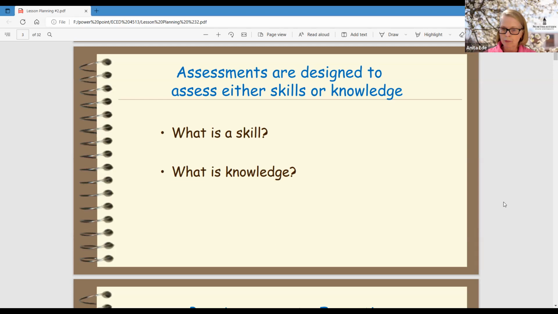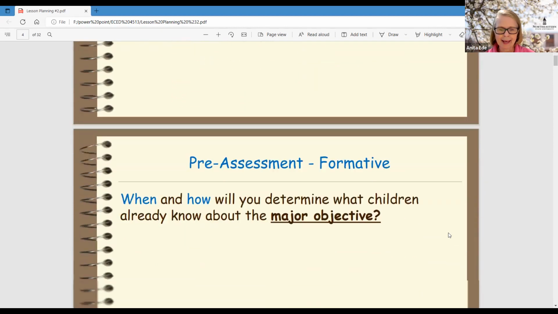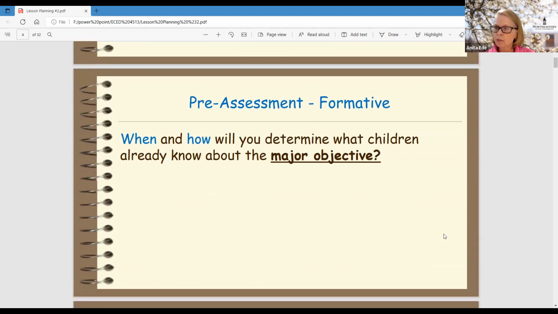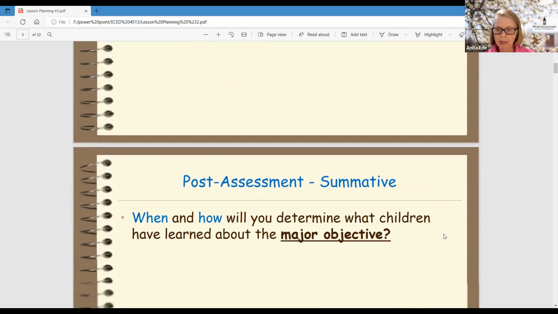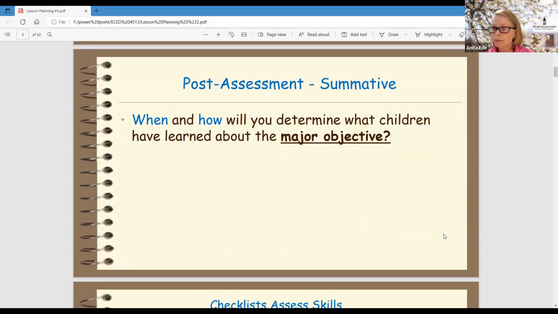Just so you know, both knowledge and skills have to be pre-assessed, but the time is different. Skills are pre-assessed the week before, one-on-one. Knowledge is assessed the day of the lesson during whole group, between the introduction and the guided practice, because you don't want to teach anything about the topic before you pre-assess. Makes sense, right? Okay. All right. So that's your major objective. You're going to pre-assess and you're going to post-assess.